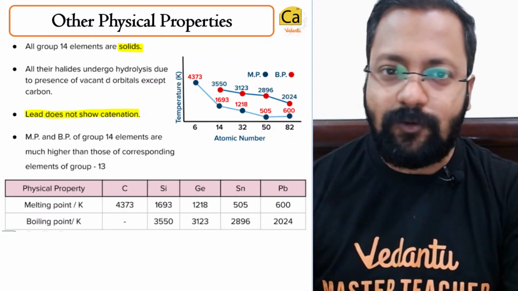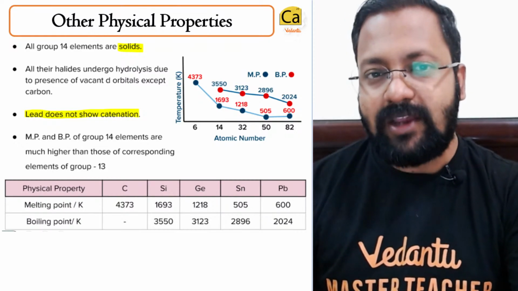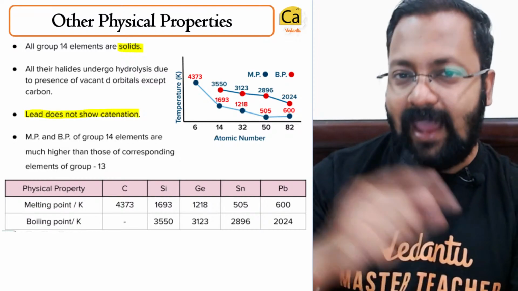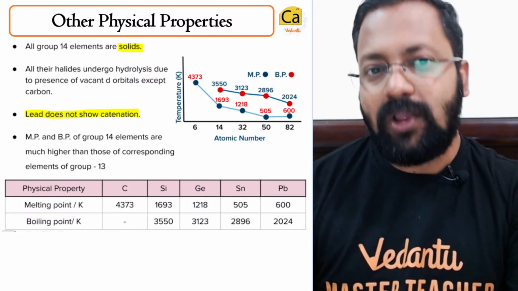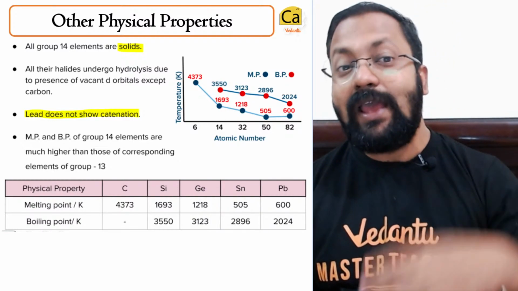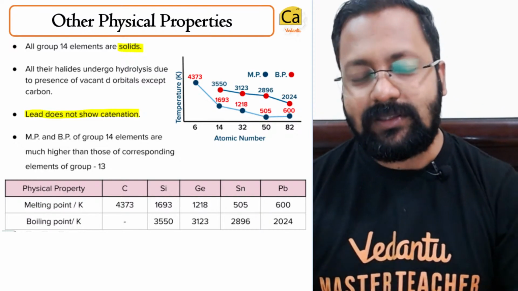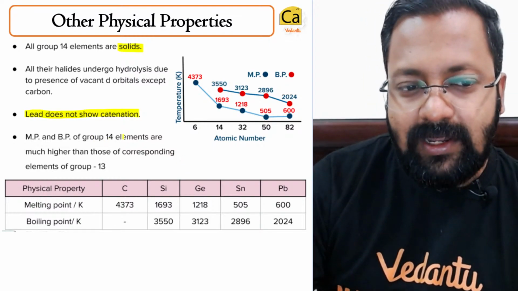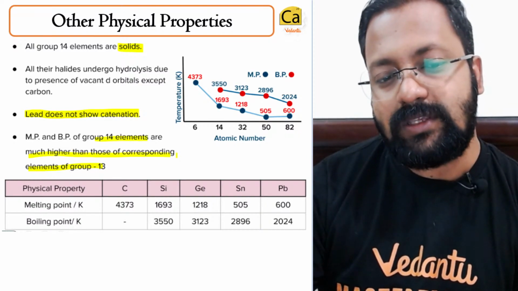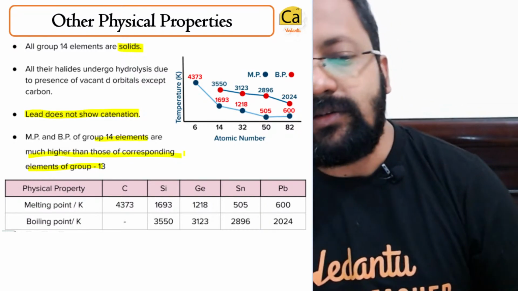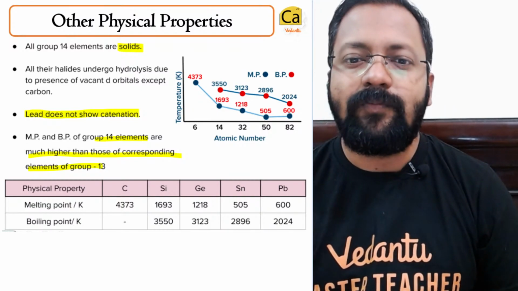फॉर एग्जांपल CCl4, you cannot hydrolyze CCl4. Hydrolysis reaction involves the displacement of the halogen by water. That you cannot do in carbon halides because carbon does not have vacant d orbitals. Other elements have vacant d orbitals, so उनके halides को हम hydrolyze कर सकते हैं. The melting point of group 14 elements are much higher than that of corresponding group 13 elements because the atoms become smaller. Clear?